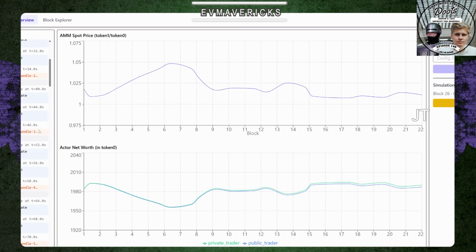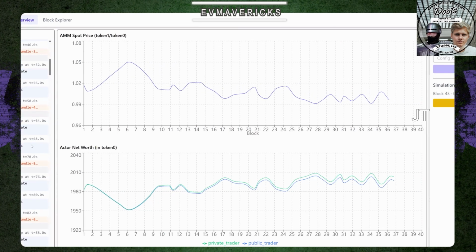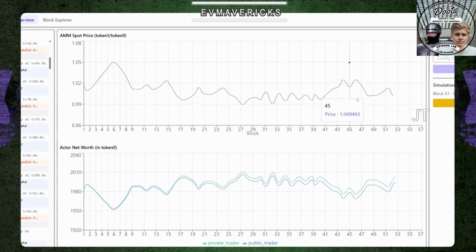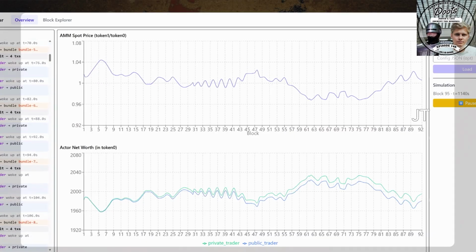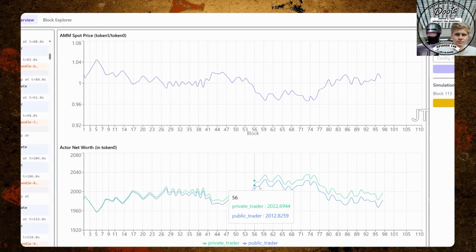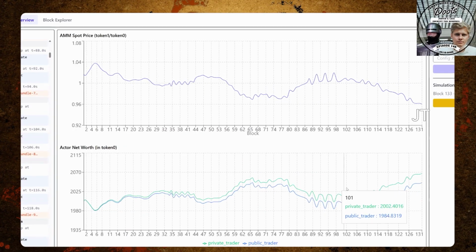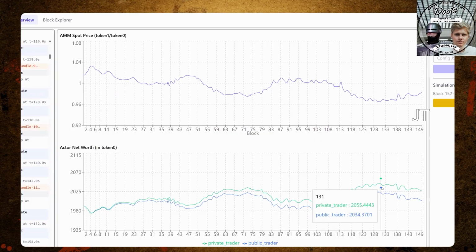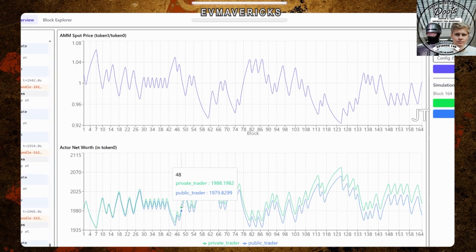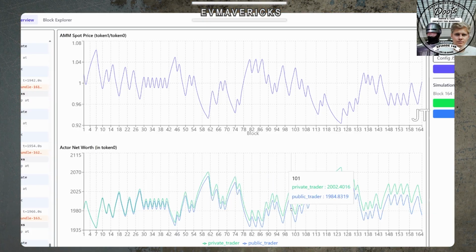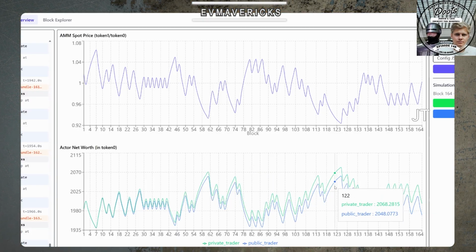On the left you see all the transactions just coming in. On the top you see the price developing of the asset, and down below you see the actor net worth of the private trader and the public trader, and you see it slowly moving apart. Let me pause. What we're saying is that over time, all this little being front run makes you worse off, and the public trader ends up a little bit worse off than the private trader. Obviously, this is just a very high level model.